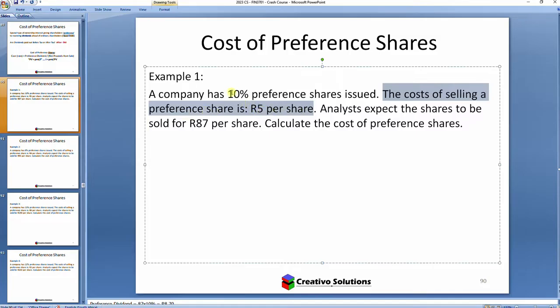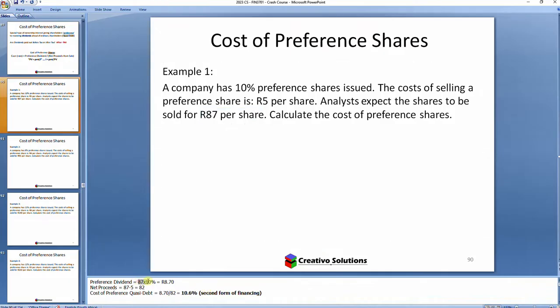What is the dividends? 87? No, that's the price. It's 10% of 87. It's a 10% pref share. Remember, it's like debt. 10% is going to be paid out. So what is 10% of 87? 8 Rand 70. That's the dividend. There's the working here, at the bottom. 8 Rand 70 is the dividend.